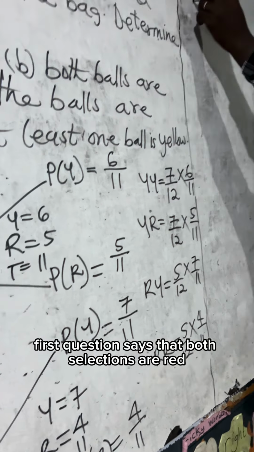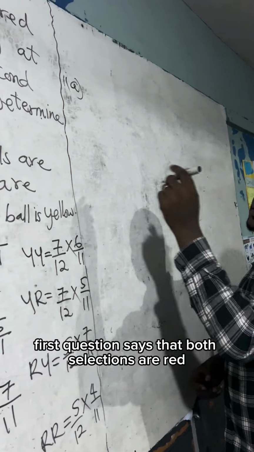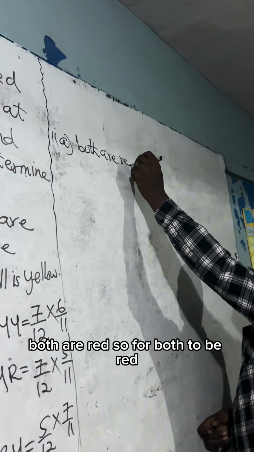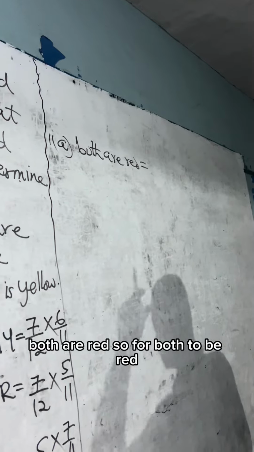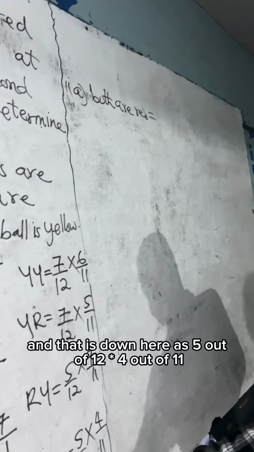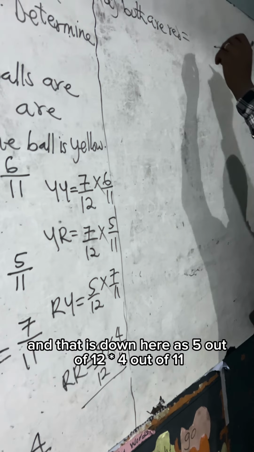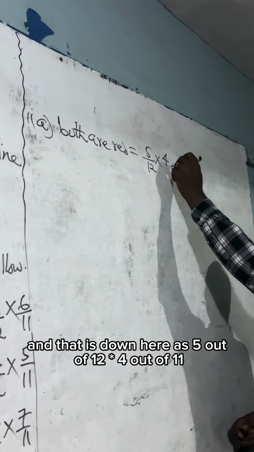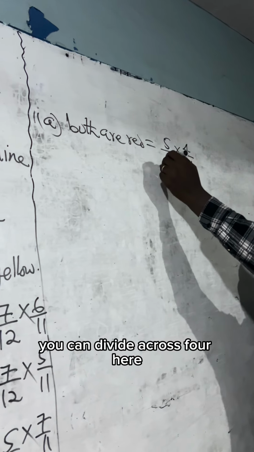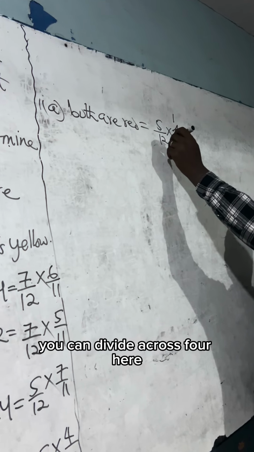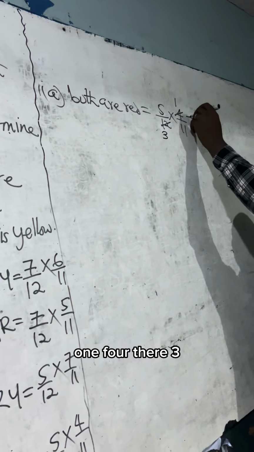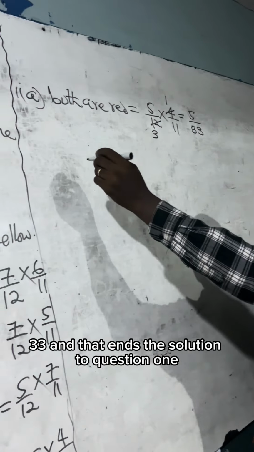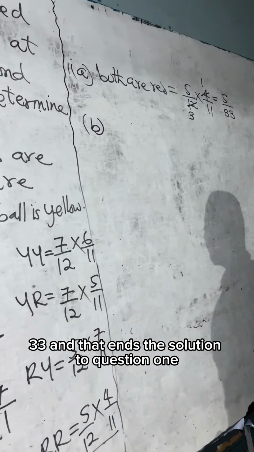The first question says that both selections are red. For both to be red, it should be red, red, and that is down here as 5 out of 12 times 4 out of 11. You can divide across: 4 here, 1; 4 there, 3. 5 times 1 is 5, 3 times 11 is 33. And that ends the solution to question 1.